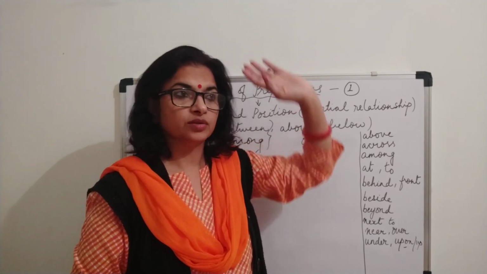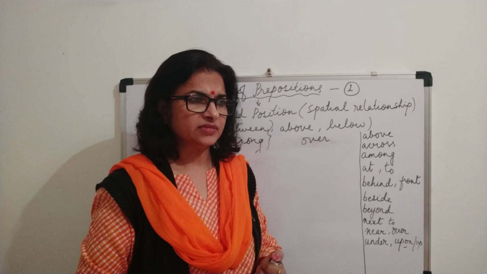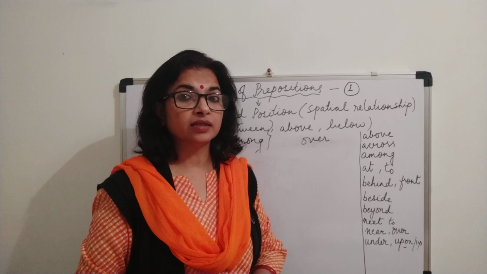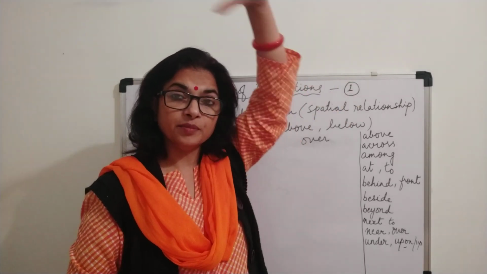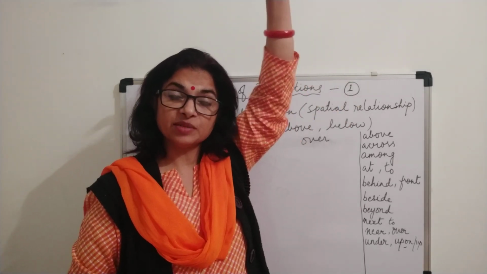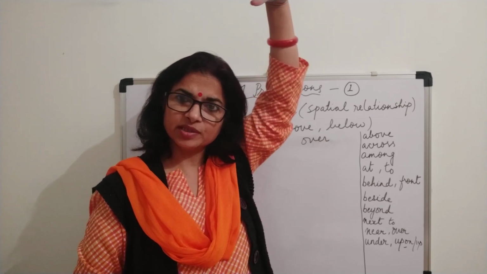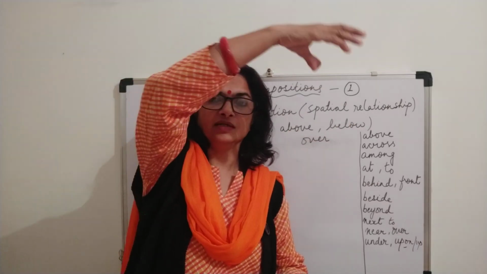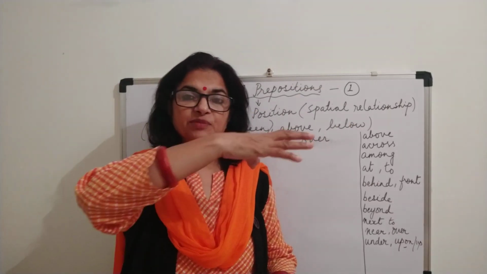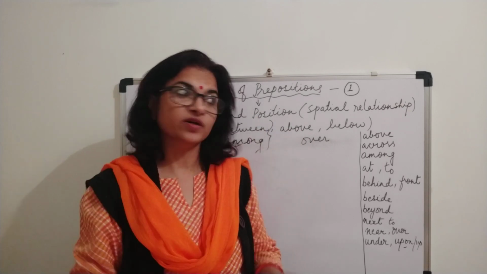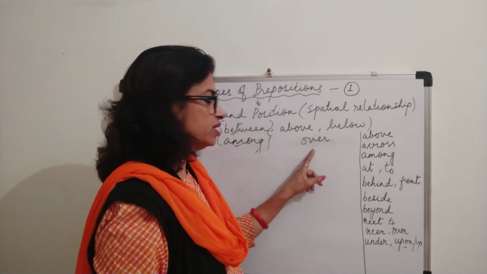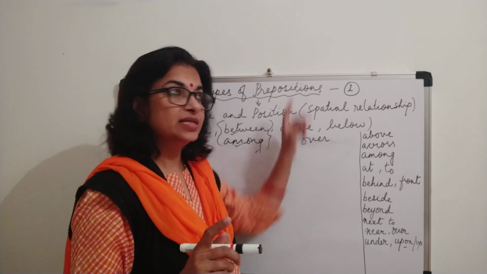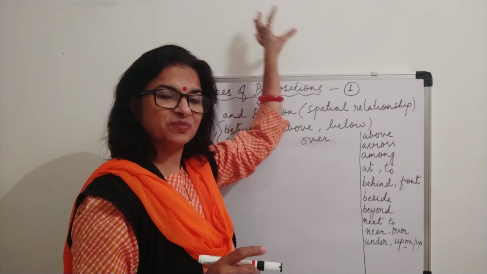Above. Okay. If I say the lamp is hanging over my head. Over means some sort of movement, or the fan is running, the bird flew over my head. When I say the bird flew over my head, that means there's a movement in the word over. In above, the movement is not there. Static. The thing is static at one place.